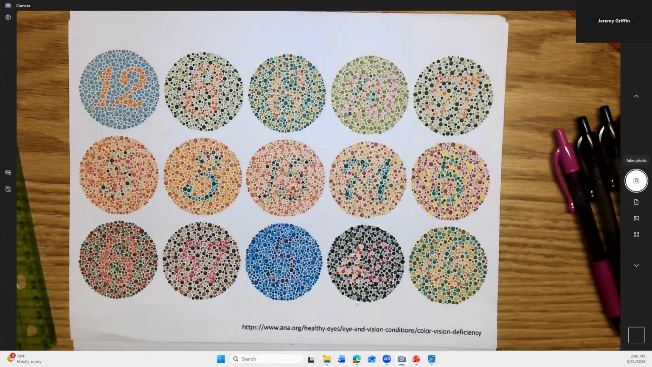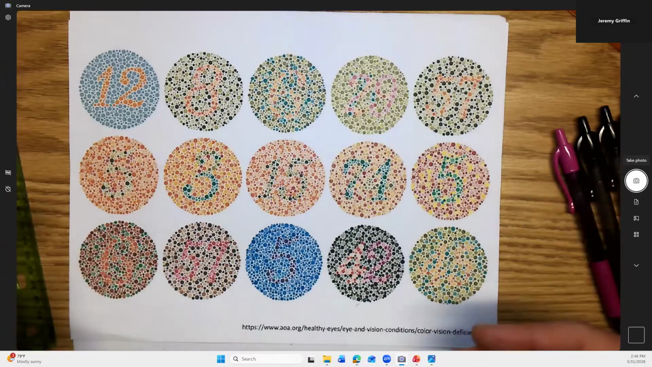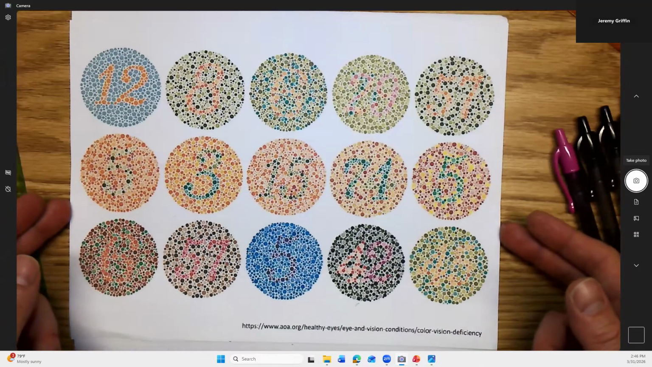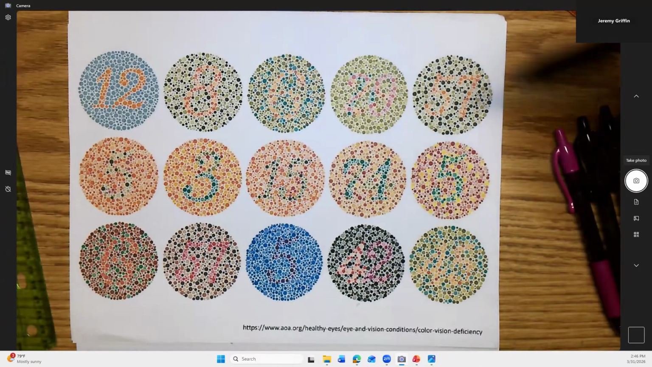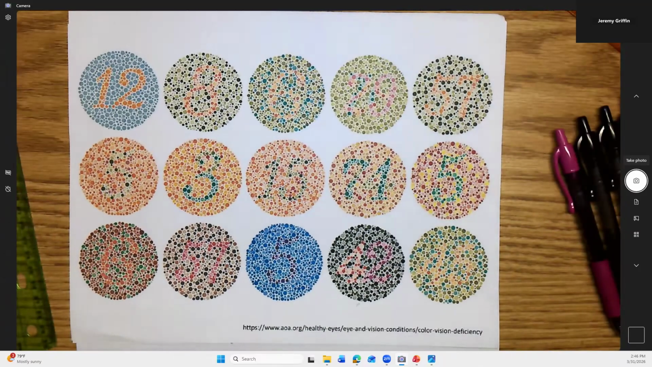Now, there's different kinds of color blindness because you should have 3 different color cones: one for red, one for green, one for blue. If you're deficient in any one of those, you may or may not be able to see one of the numbers. If there's one you can't see, then you might be colorblind. Might want to go check for that.